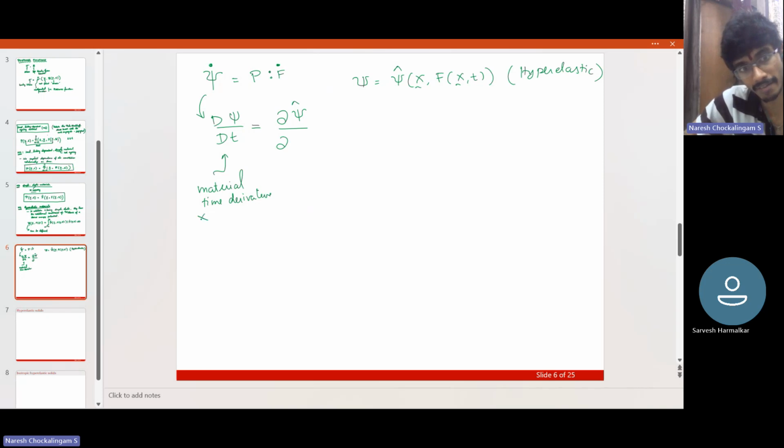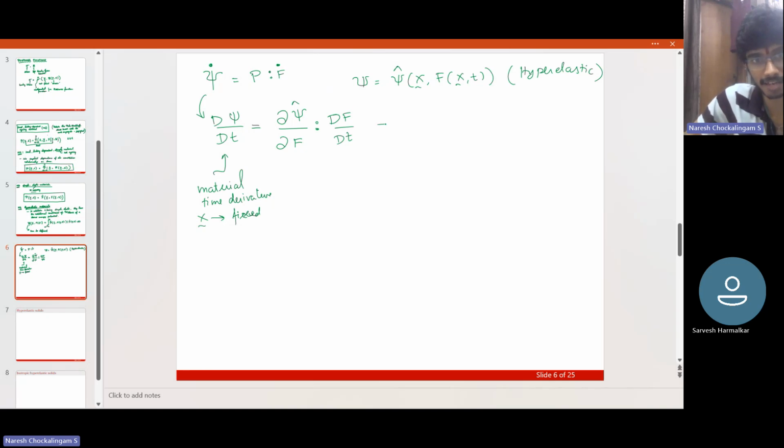Which means x is held fixed, which is the material point is held fixed. So this will not change. The variations are only in the deformation gradient. So it is the partial derivative of psi cap, which is the response function of the stored energy functional, with respect to the deformation gradient F, inner producted with the material time derivative of F. So this is a tensor, this is a tensor.